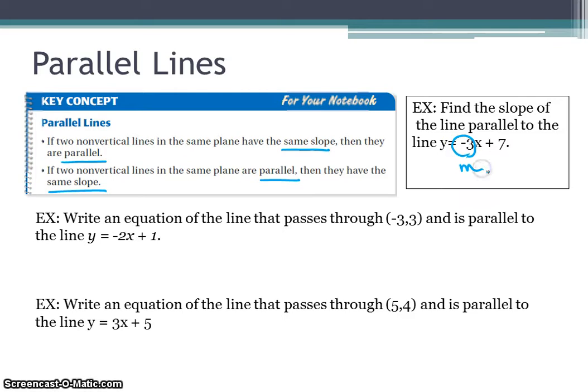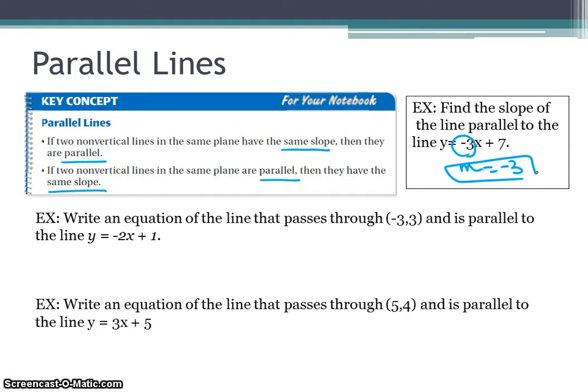That's my slope. So if it's parallel, then it has the same slope. Right. So my m would be negative 3. That would be the slope of the line parallel. That's correct, Miss Hygra. Excellent. Can you show me how to do example 1? I can actually show you how to do example 1.